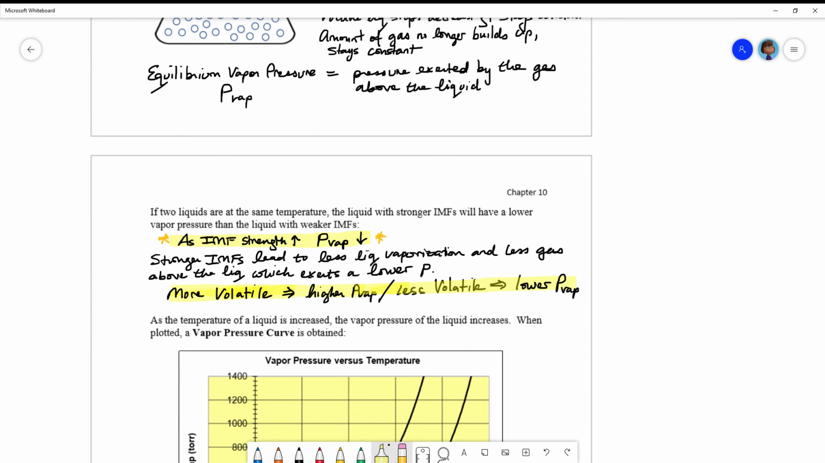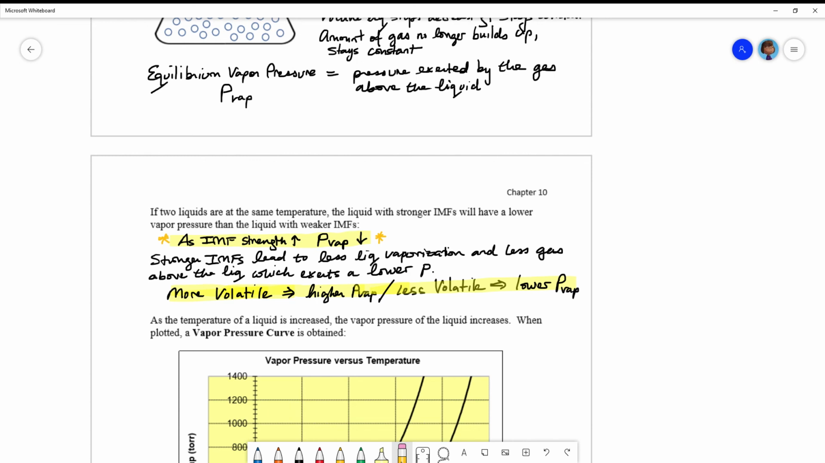Now, just as IMFs have an effect on the vapor pressure, the equilibrium vapor pressure of a liquid, it turns out temperature also has an effect on the vapor pressure of a liquid. And what is that effect? Well, it's right here. As the temperature of a liquid goes up, the vapor pressure of the liquid also goes up. At higher temperatures, more liquid molecules vaporize, leading to more gas collected above the liquid and higher pressures.